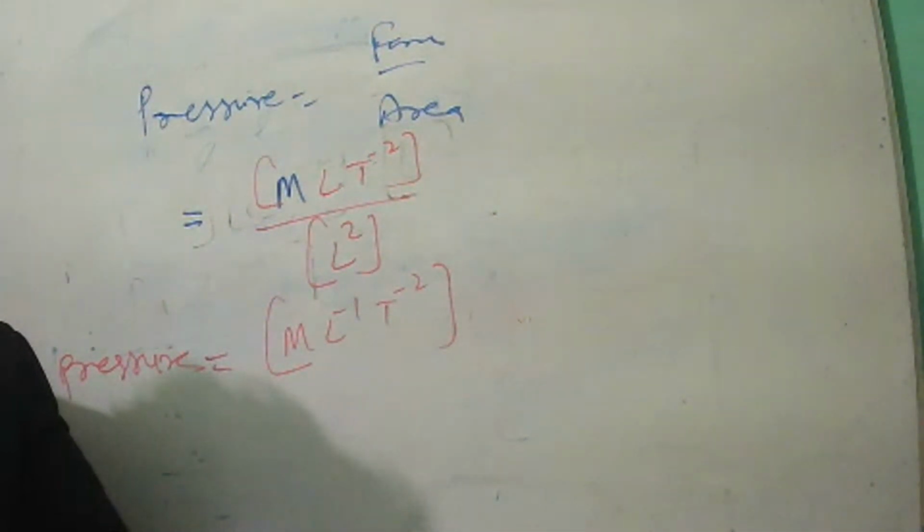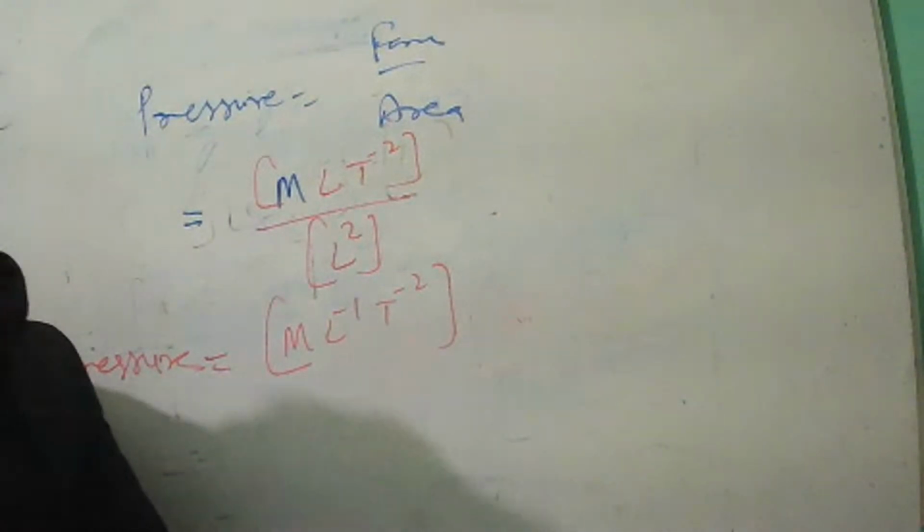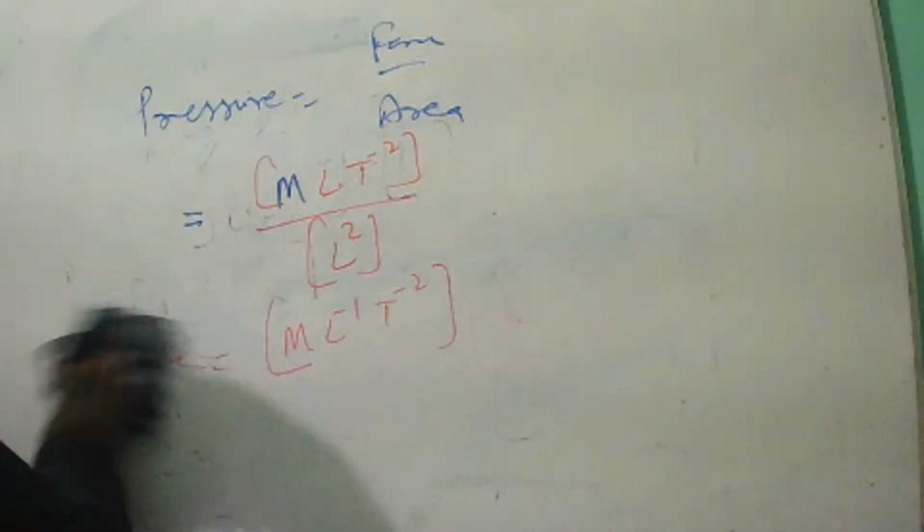Any problem? No. Is the concept of dimension clear to you? It means we write units in terms of symbols, and how many times the particular unit is present. So if you know the dimension formula, you can easily know it.